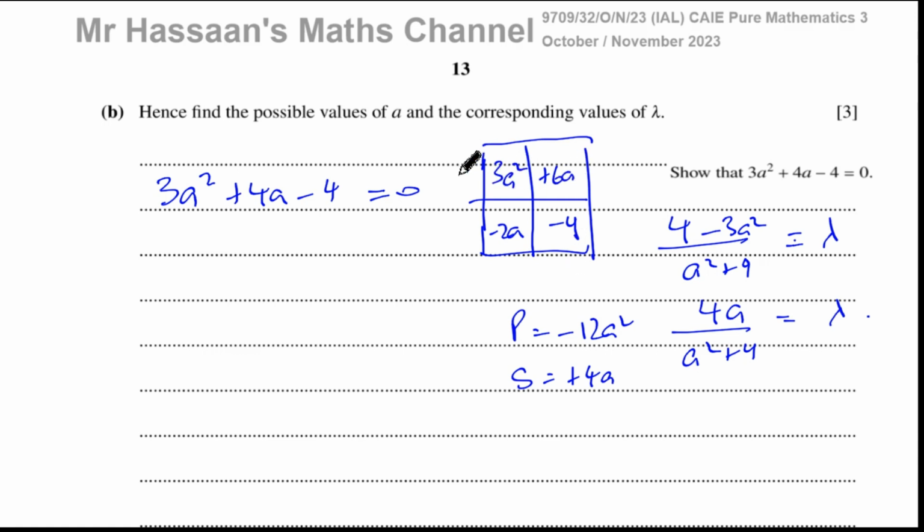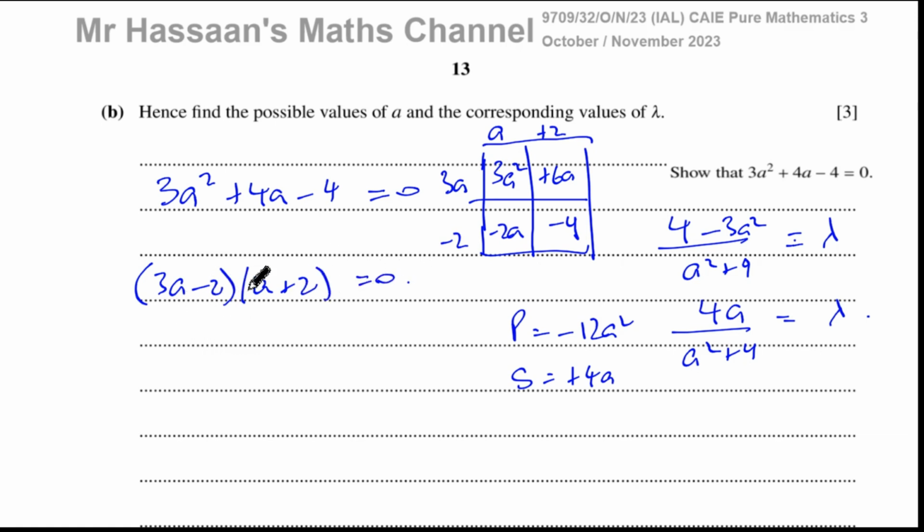In these two terms, the common factor is 3 and a. Now from this, we can just say 3a times a is 3a squared, 3a times plus 2 is 6a, and a times something is minus 2a, that's minus 2. So now we have 3a minus 2 times a plus 2 equals 0.